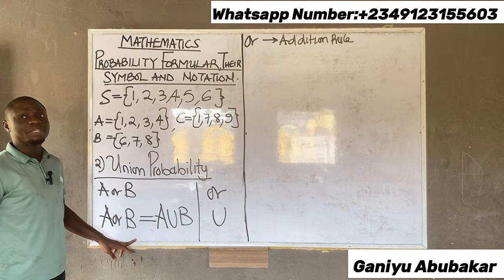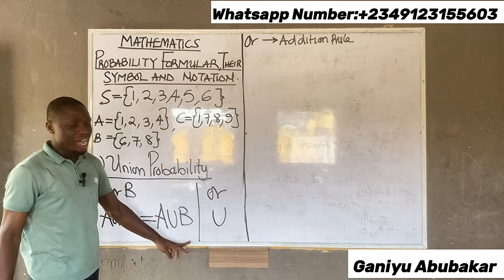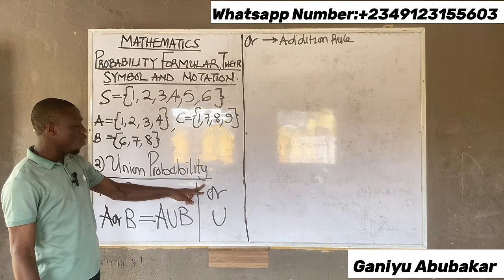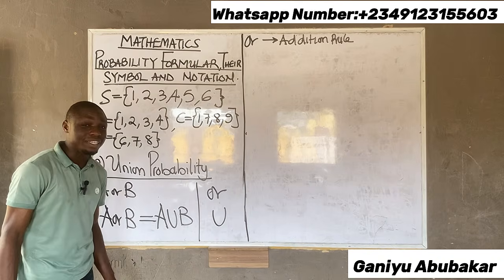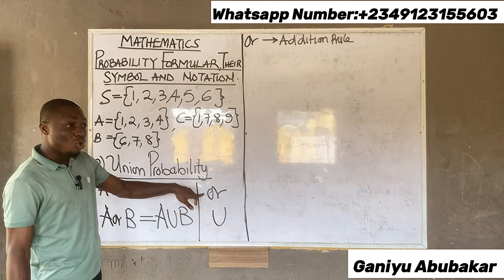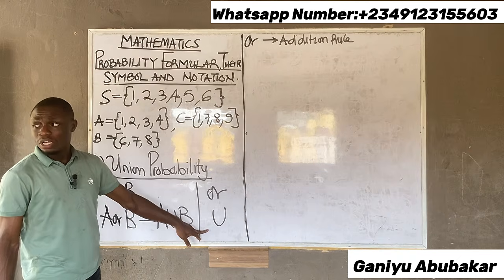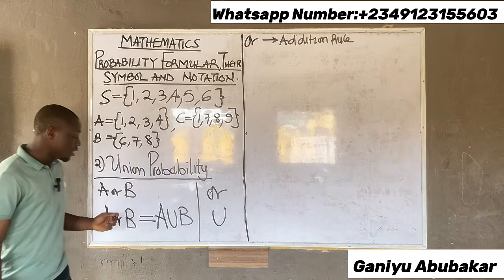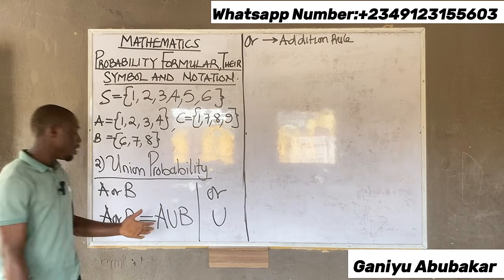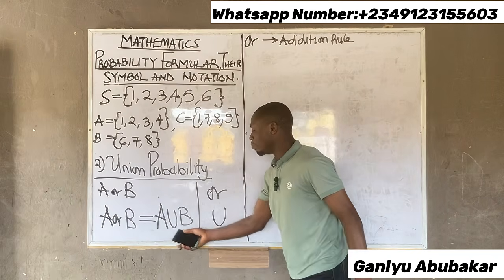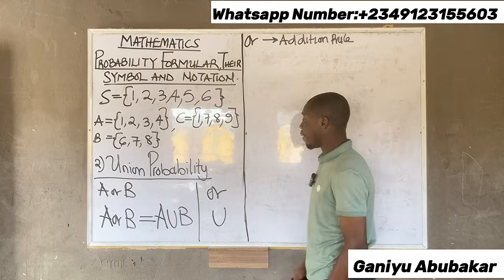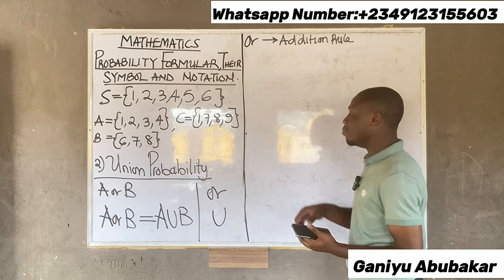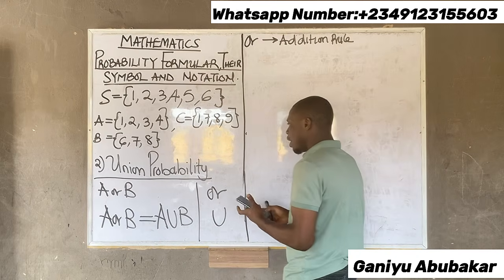A or B is the same thing as A union B, and I've shown you how to do A union B before now. I said "or" and union are the same thing. So in case you know "or" as being union, you are cool. In case you don't, now you can see union here. I'll prove it to you as we proceed further. Now, what then is the formula for A or B?